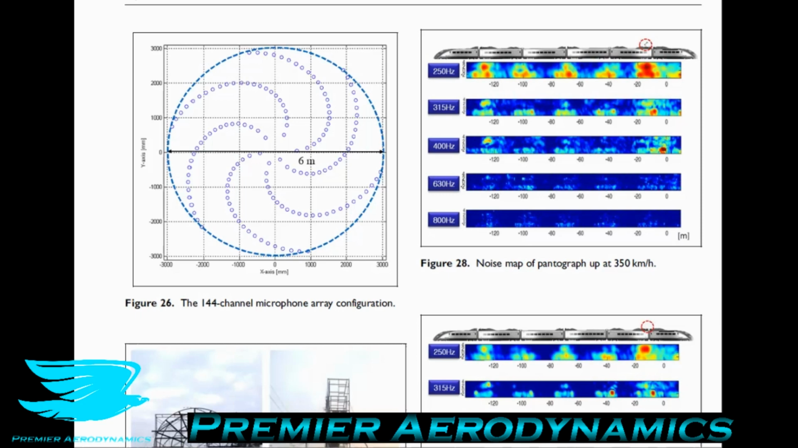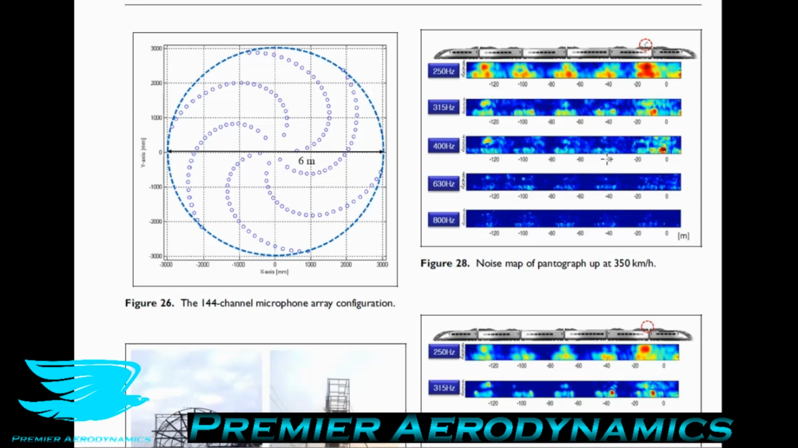So they have a really cool figure here showing the amount of noise at different frequencies. 250 hertz, which was close to the 242 hertz frequency at which the pantograph was giving off a lot of energy, or a lot of power. So 250 hertz is quite close to that, and we can see that there are a bunch of different hotspots. Then as we go up in frequency, the power drops dramatically. So it's really in the low frequency range that these pantograph structures are producing a lot of noise.